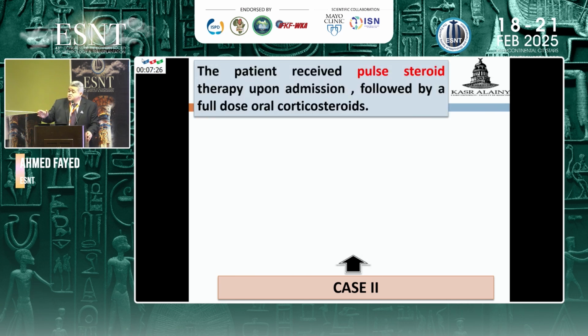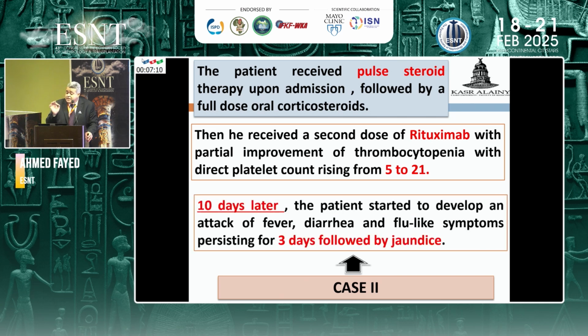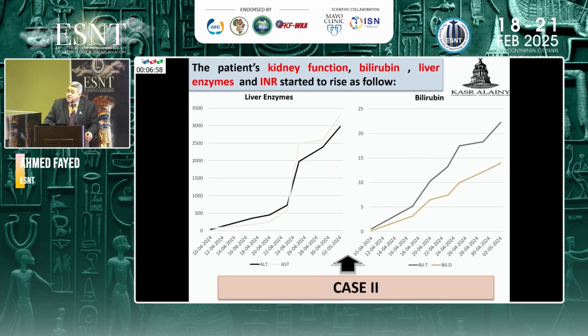The patient started pulse steroids, as he is lupus, upon admission for the criticality, followed by a full dose of oral corticosteroid. Then he received the second dose of rituximab, with improvement of the thrombocytopenia from 5 to 21. Ten days later, the patient started to develop fever, diarrhea, and flu-like symptoms persisting for 3 days, followed by jaundice. The patient's kidney function, liver enzymes, and INR were rising.